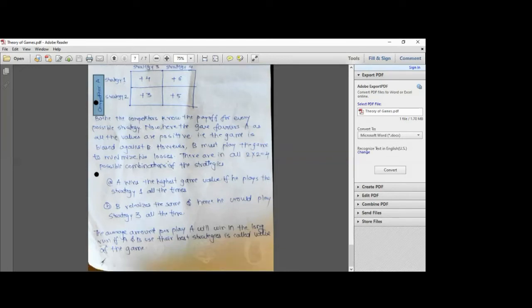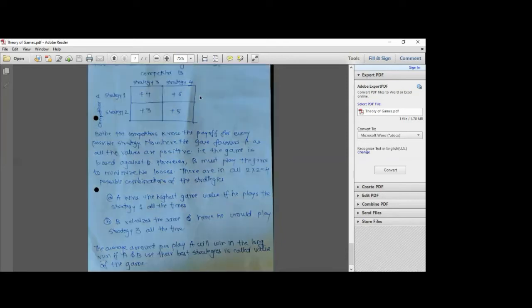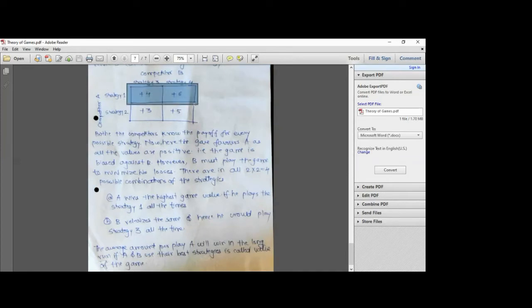So there are in total 2 into 2, 4 possible combinations. I have already explained the strategies to you. So A wins the highest game if he plays, now here you can see, particularly if I'm only thinking of this particular strategy 1 and strategy 2, right? So A wins the highest game if he plays strategy 1 all the time.